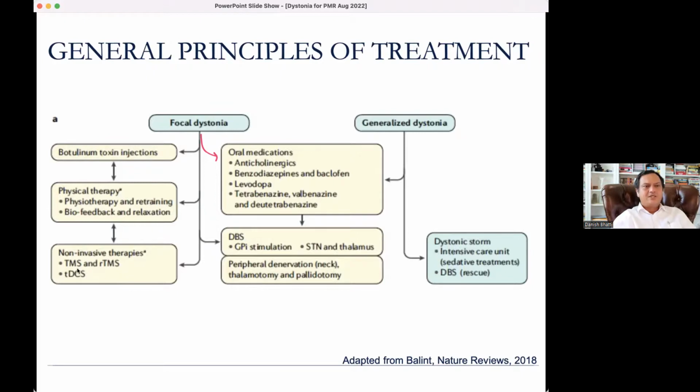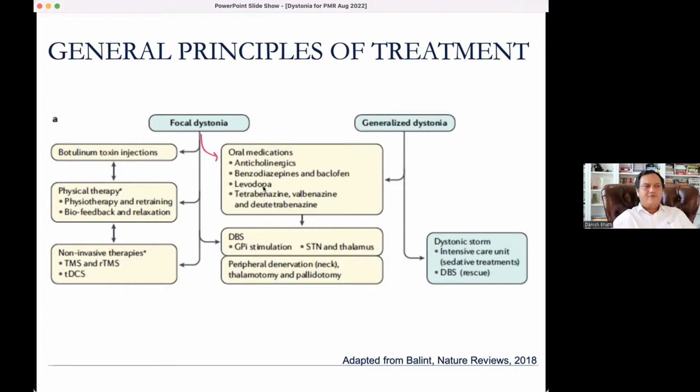In generalized dystonia, the treatment of choice is oral medication. You may do Botox for some parts of the generalized dystonia if they're really bad, such as legs or neck or trunk. But usually, with generalized dystonia, you cannot inject all the areas involved. So oral medications play an important role, and a levodopa trial might be the first thing to do.